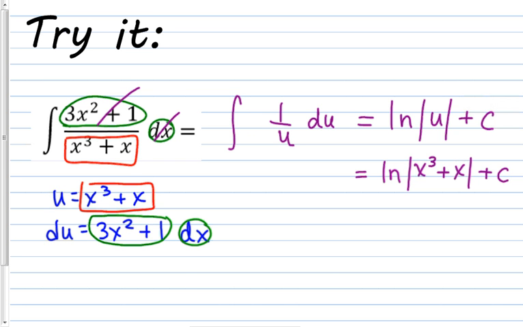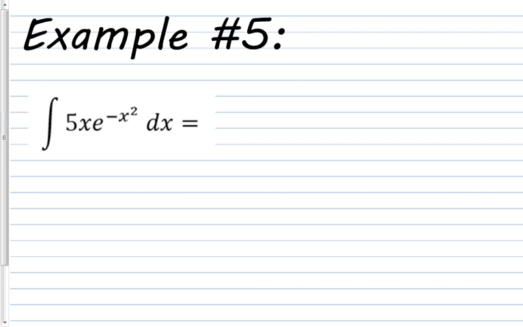Example 5. Okay, so now we're going to leave natural log, and now we're going to work with e to the x. So this is still substitution. I need you to look at this and figure out what part is the exponent part of the e, which is not a big deal. It's right there. And that's going to be your u.